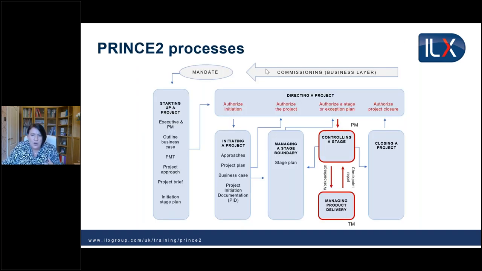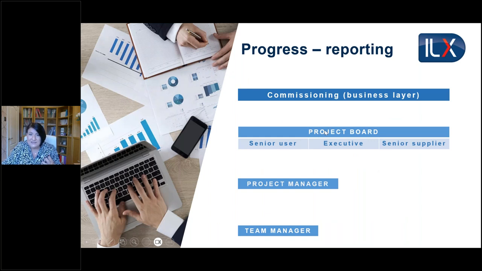So the progress updates that need to be done from the team manager will have checkpoint reports going up to the project manager. From the project manager in controlling a stage, we'll have progress updates going up to directing a project. Now that brings us into the progress practice. The progress practice looks at a number of things, one of which is the reporting that's needed. So as we've just seen from the team manager, we'll have regular checkpoint reports going up to project manager. From project manager, we'll have regular highlight reports going up to the project board.